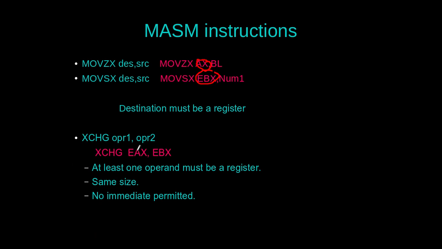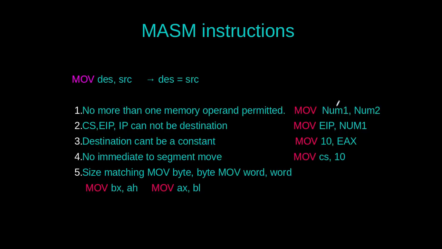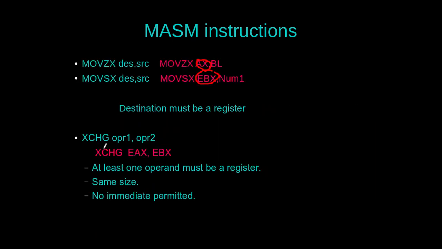Why? I can't have two memory locations. I can't be moving between two memory locations. Remember in the previous one, we can't have num1 and num2. No more than one memory operand is permitted. Here at least one operand must be a register. The same size mismatch also applies. No immediate is permitted.